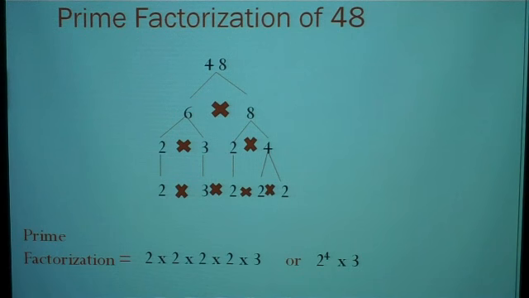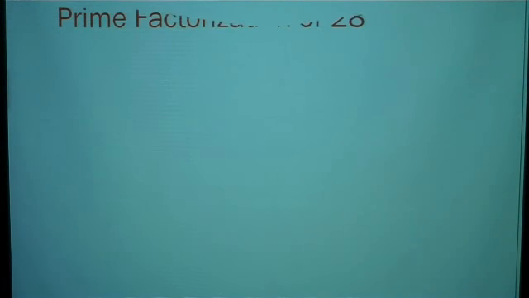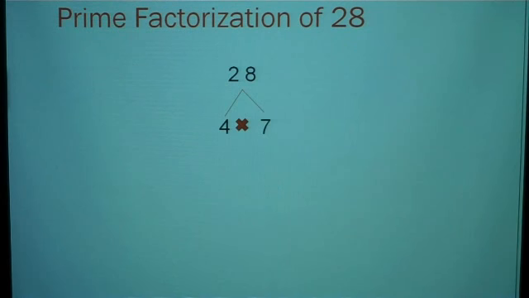Let's try one more. Let's do the prime factorization of 28. Now for 28, I'm going to choose the two factors, 4 times 7. Notice that 7 is prime. It cannot be broken down any further, except 1 and itself. Those are the only two factors that equal 7. But 4 is composite because I can break it down. So I'm going to break the 4 down into 2 times 2.